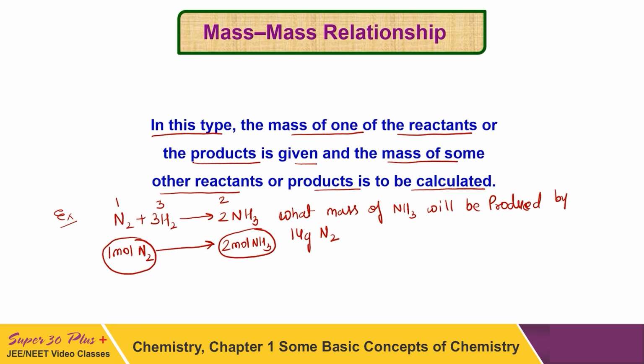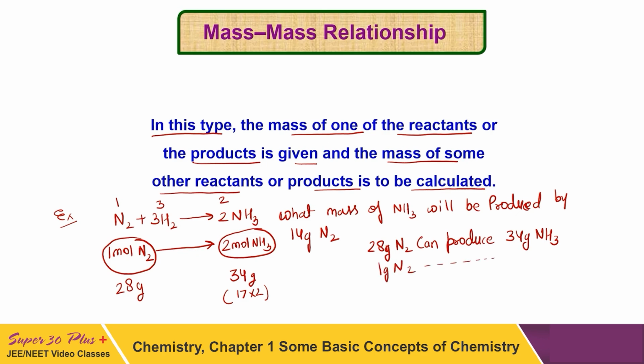Now everybody knows that 1 mole of nitrogen is 28 grams and 2 moles of ammonia is 34 grams. How 34? Molar mass is 17 and we have 2 moles, so 34 gram. So now I will say that 28 gram nitrogen can produce 34 gram ammonia. So 1 gram of nitrogen can produce, my dear students, 34 upon 28 gram ammonia.